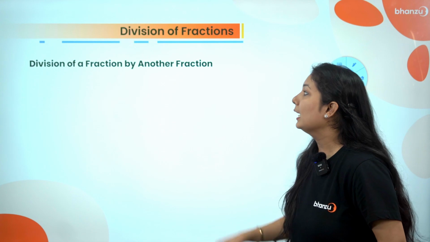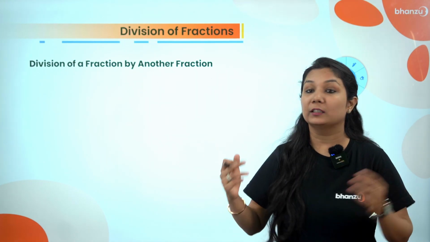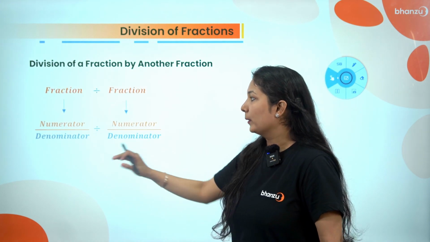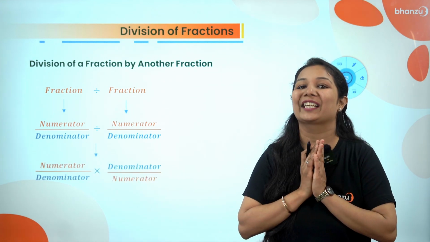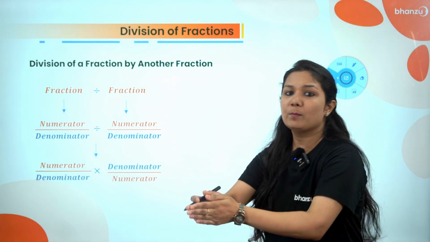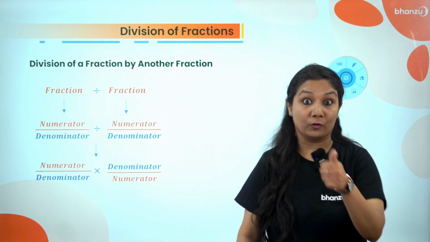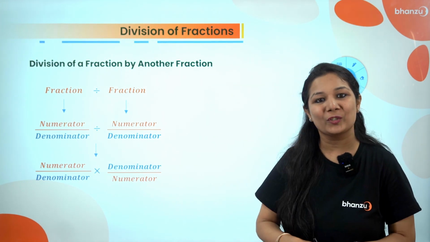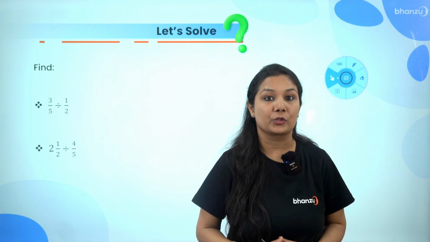Let's do the last subtopic for the day, that is division of a fraction by another fraction. So over here what will happen? Fraction is numerator upon denominator, but when you do the reciprocal of the second fraction, the division becomes multiplication. So actually it's numerator upon denominator of the first fraction into denominator upon numerator of the second fraction, right? Let's see with the help of practice questions over here.